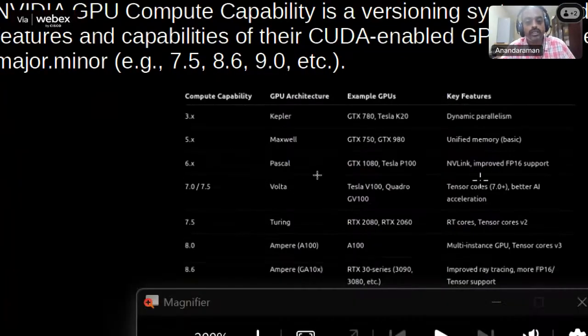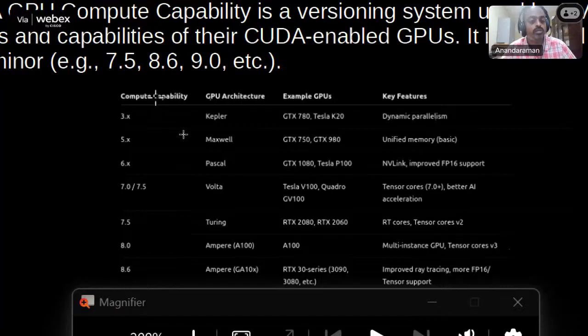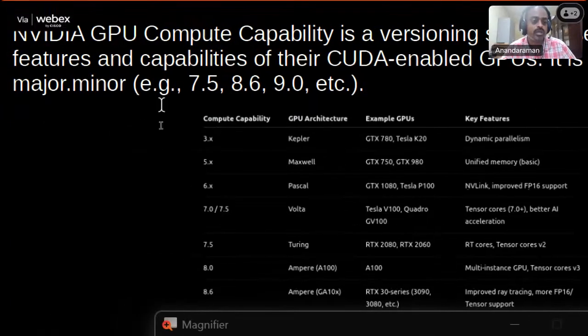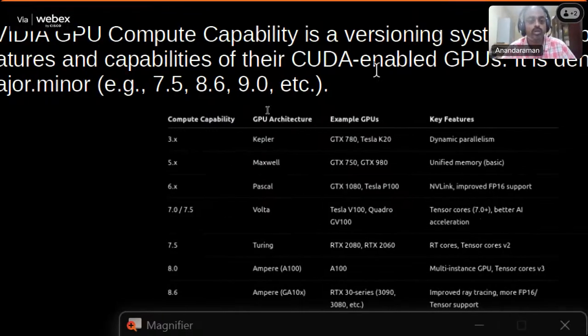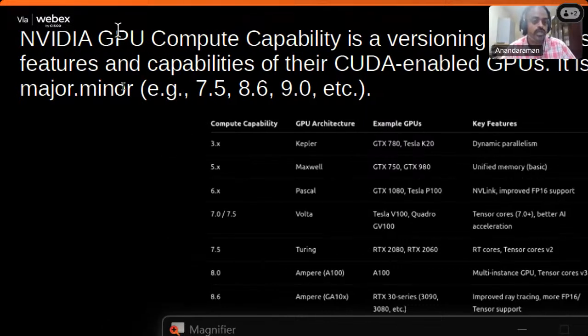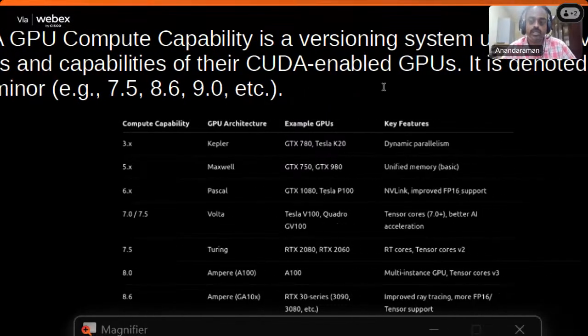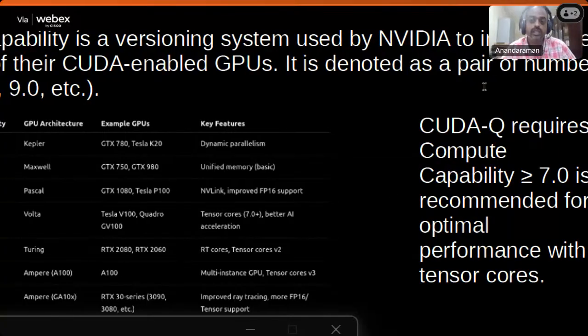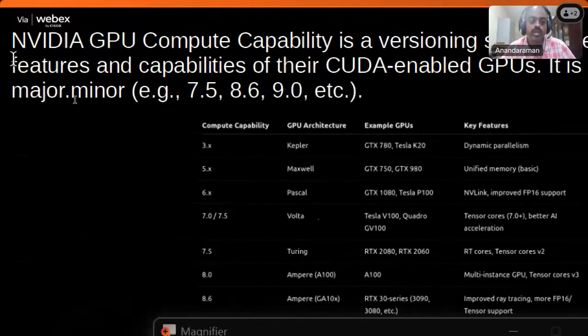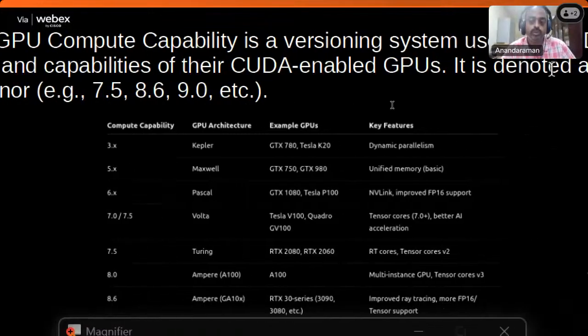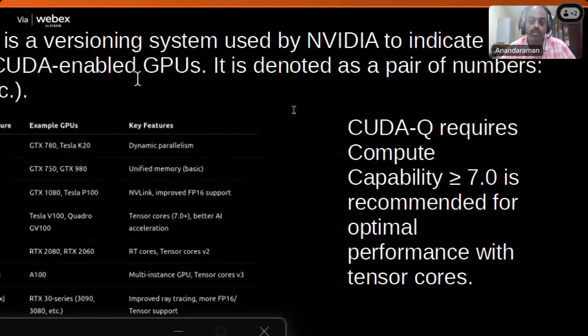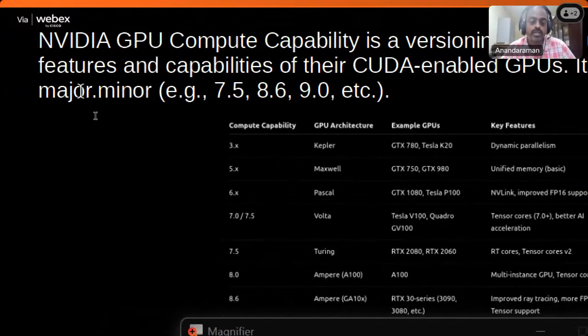There are a lot of architectures. For Kepler architecture, the compute capability is 3.x, so this is the major number and minor number, depending on the capability. This number is provided by NVIDIA only; we need not calculate it. NVIDIA GPU compute capability is a system used by NVIDIA to indicate features and capability of their CUDA-enabled GPUs. It is denoted as a pair of numbers, major dot minor, like 7.5, 8.6, 9.6, etc.